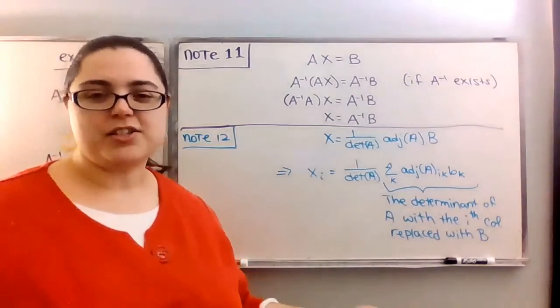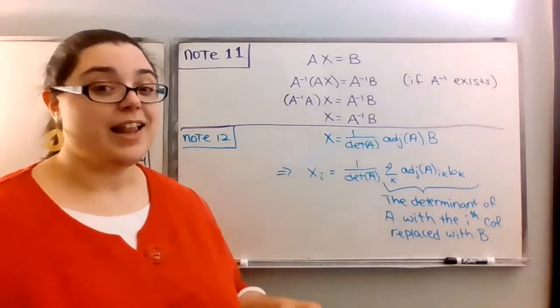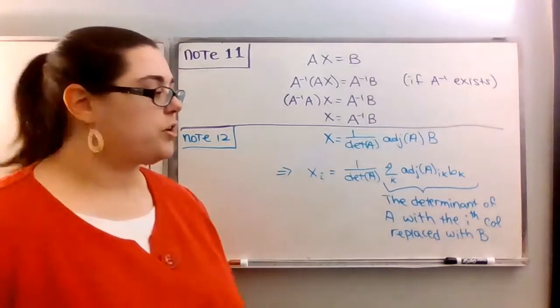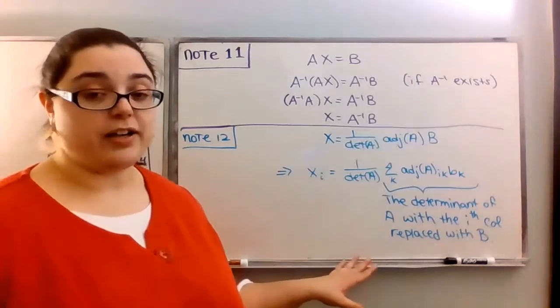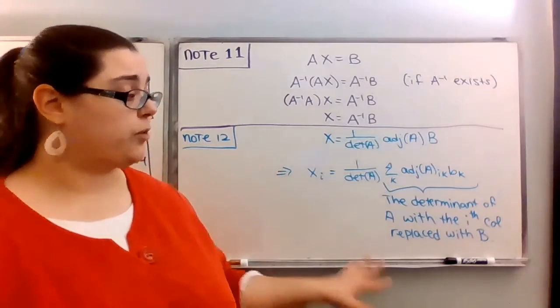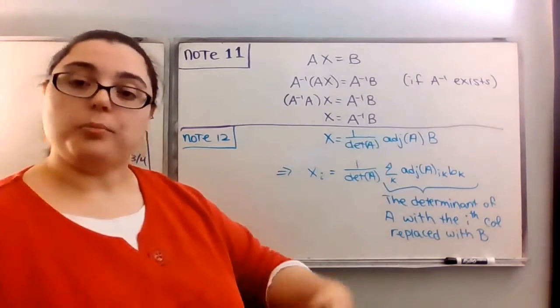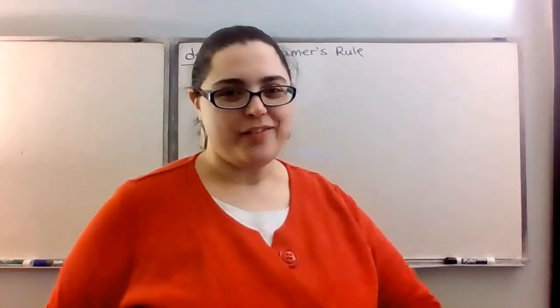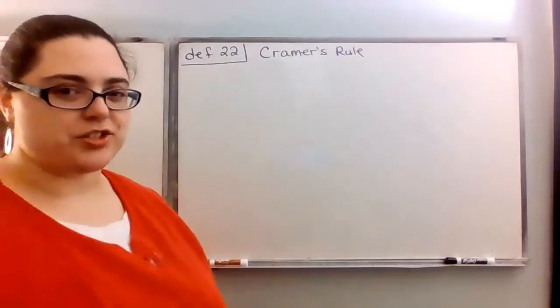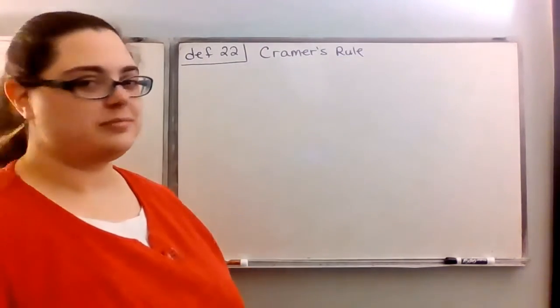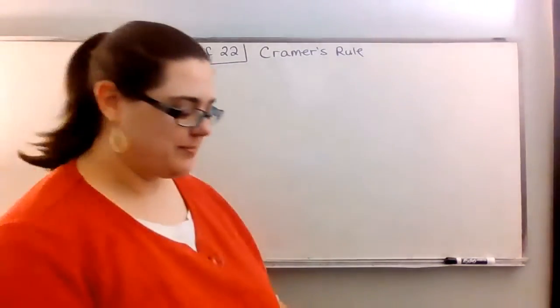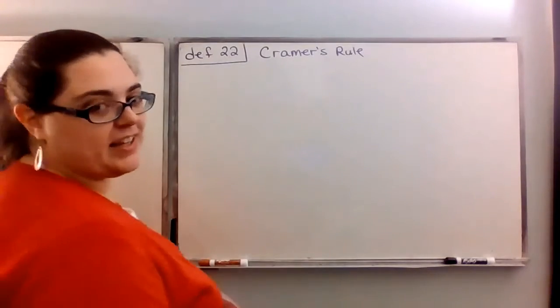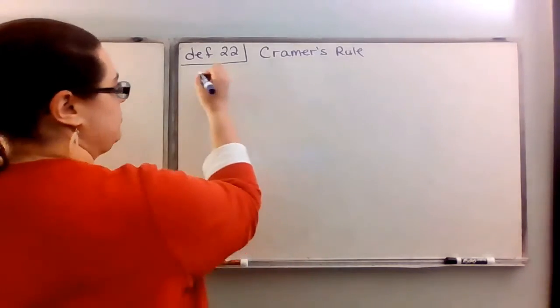So because this is a new thing and we want to practice with new things, let's do an example of doing that. So this process, I'm going to define it first formally, is known as Cramer's rule. And then we'll apply Cramer's rule to solving a system of equations. All right, folks, here we go. This is definition 22. Cramer's rule. So we're going to suppose that A is an n by n invertible matrix.